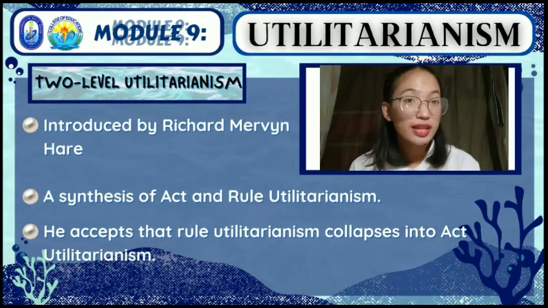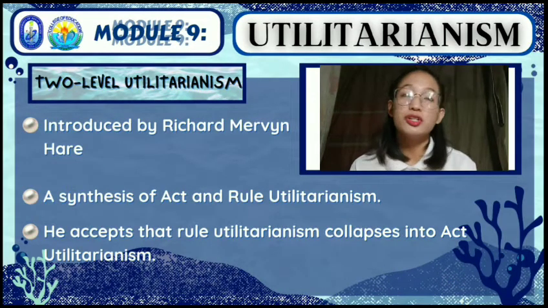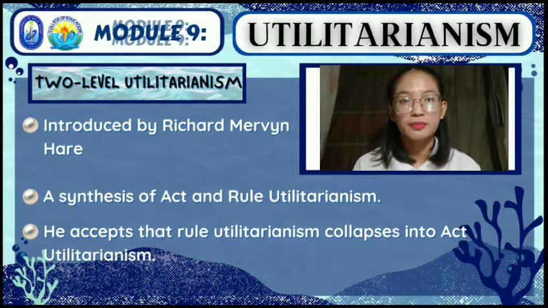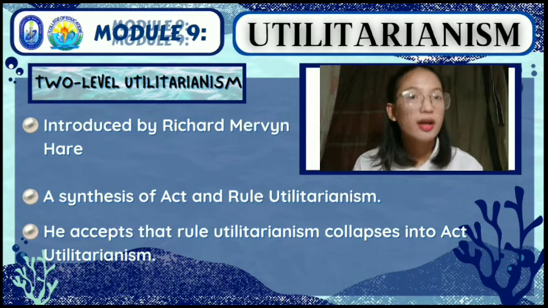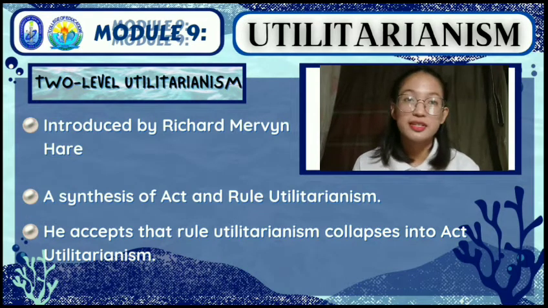Next is two-level utilitarianism, which is introduced by Richard Mervyn Hare, usually cited as R.M. Hare. According to this theory, the moral worth of an action should be based on rule utilitarianism, except in certain circumstances where it is more appropriate to use act utilitarianism. Anong ibig sabihin nito? Hare accepts that rule utilitarianism collapses into act utilitarianism but claims that this is a result of allowing the rules to be as specific and general as we please.